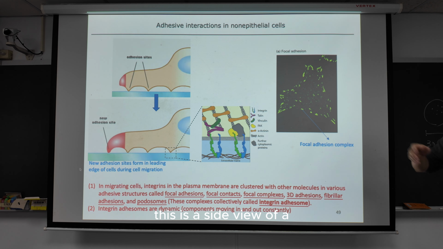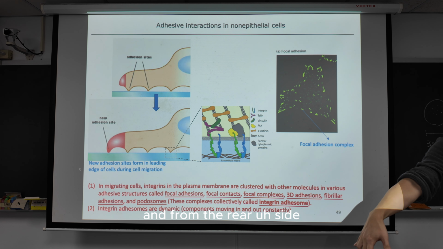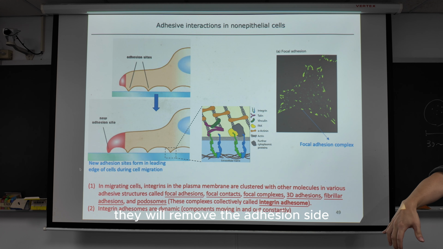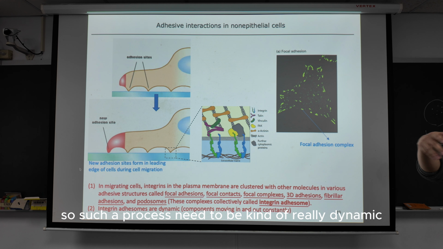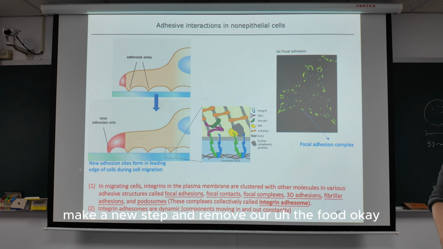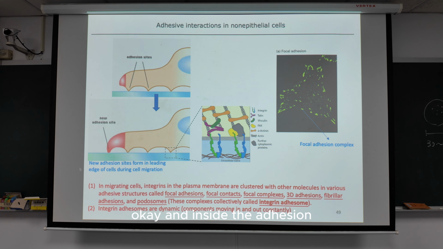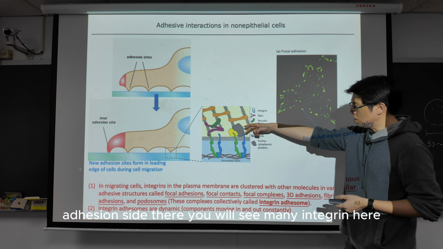During cell migration, this is a side view of the migrating cell. They will generate new adhesion sites at the front, and from the rear side, they will remove the adhesion sites. Such a process needs to be really dynamic, like how we walk: we need to make a new step and remove our foot. Okay, and inside the adhesion site, you will see many integrins.